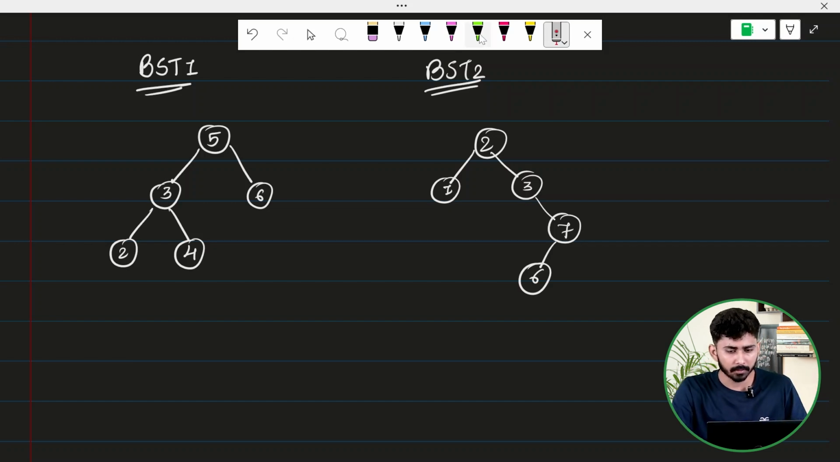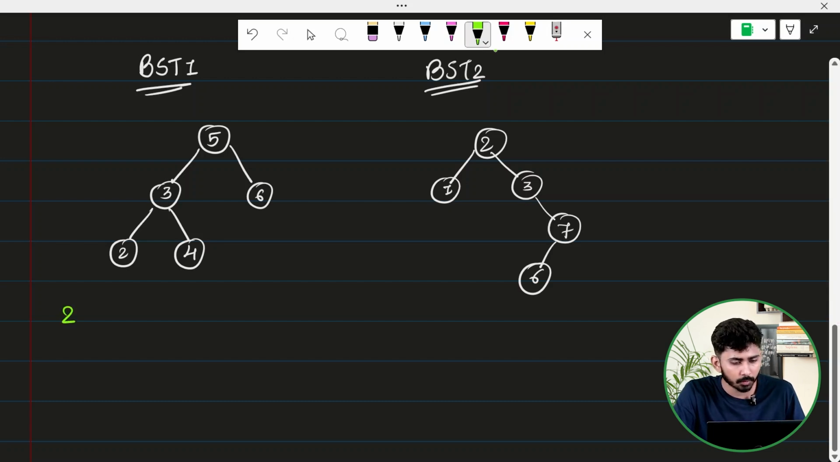So now tell me one thing. We know the in-order traversal, what does in-order do? It goes to the leftmost node. And what is the leftmost node over here? It is 2. Then it encounters the root node, so it gets to know that this is 3. And it goes to the right subtree. Then it gets to know 4. Now again it goes to the root node 5. And then again the right subtree, it gets to know about 6. Okay, so this is how the in-order traversal works.